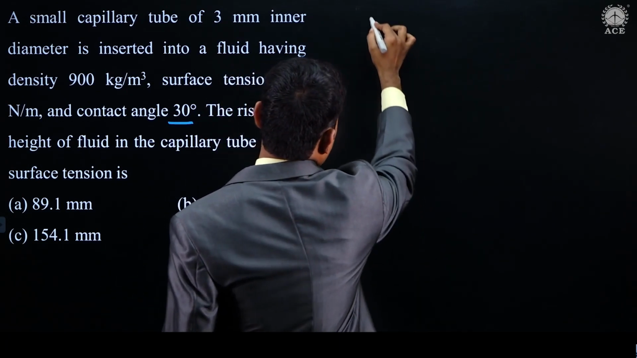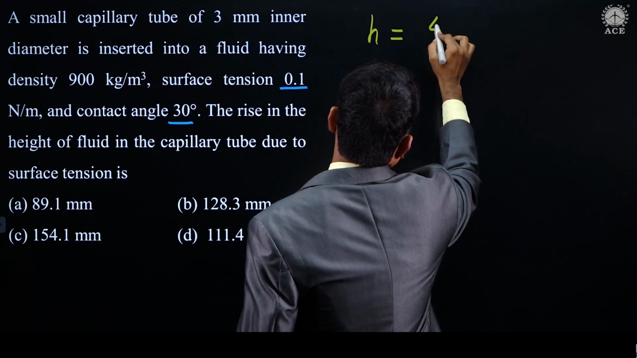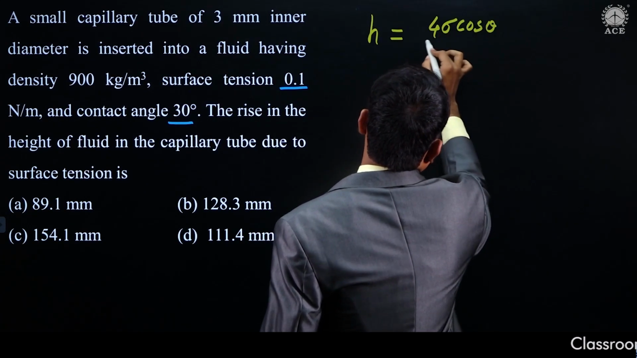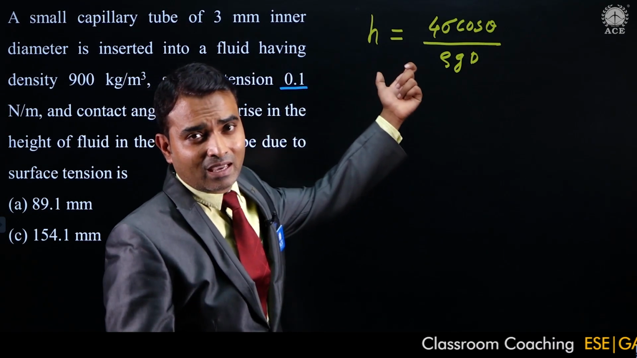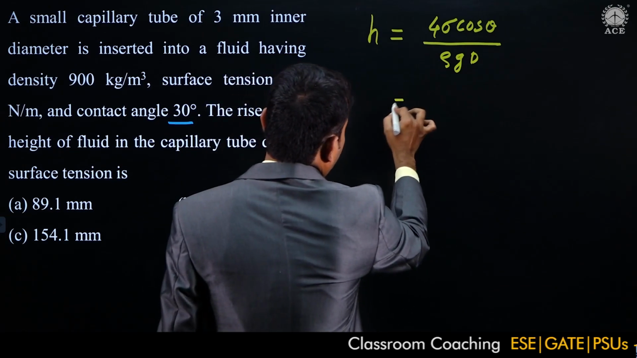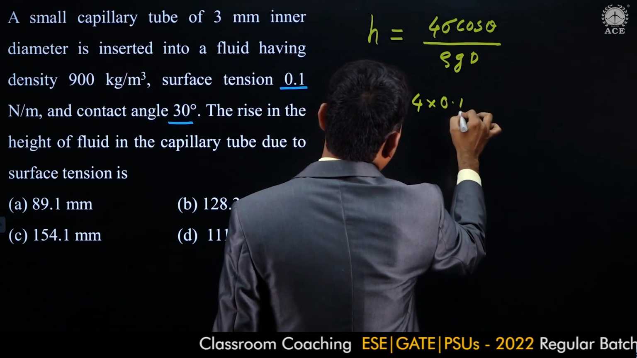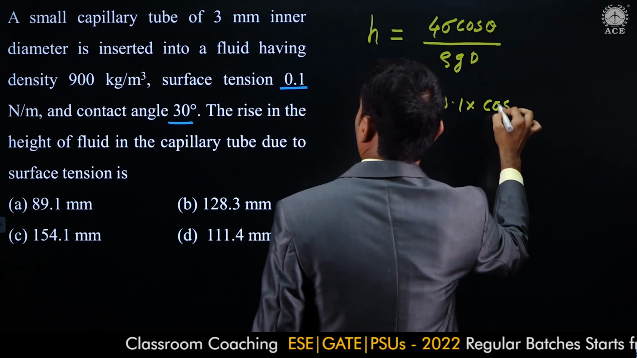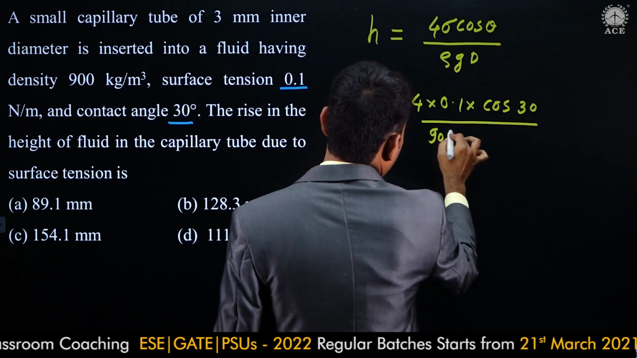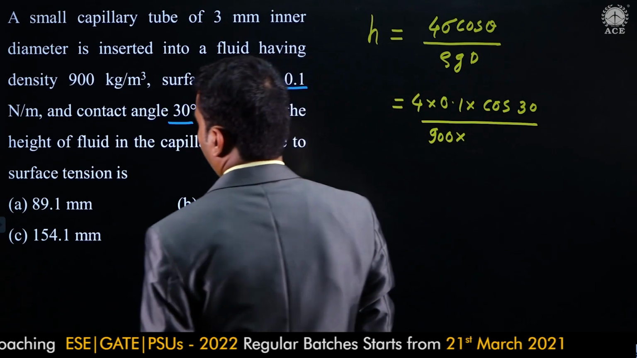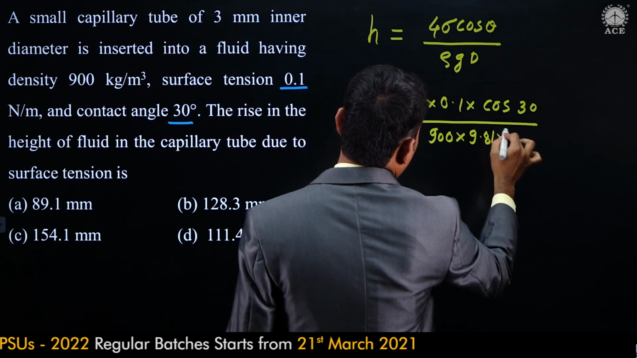Capillary rise H is equal to 4 sigma cos theta divided by rho G D, right? This is the formula for capillary height. So simply substitute the values. 4 into sigma value is 0.1 into cos theta, angle of contact is 30 degree, density is 900 into G value. G value is not given, so we'll take it as 9.81 into diameter.